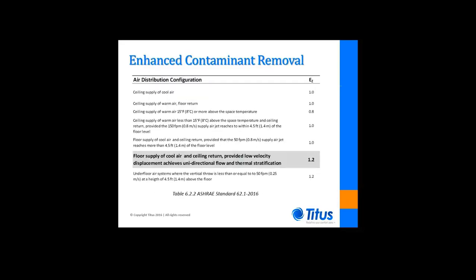Recognizing this, ASHRAE Standard 62.1, Ventilation for Acceptable Air Quality, awards a zone ventilation effectiveness factor of 1.2 to thermal displacement systems, as opposed to only 1.0 for the ceiling supply of cool air with ceiling return. This essentially means that a displacement ventilation system can deliver a similar contaminant removal efficiency as a mixed air system, while delivering 20% less outside air to the classroom.